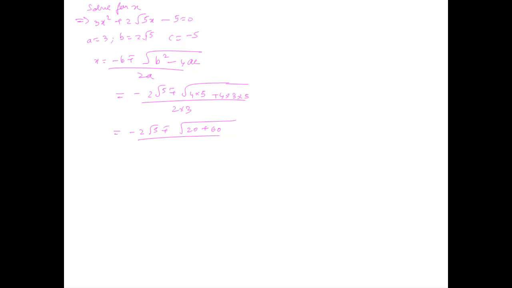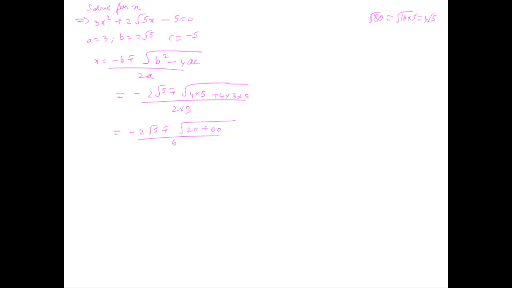Now children, we solve. That's x is equal to minus b plus or minus root of b squared minus 4ac upon 2a. That gives us, children, minus 2√5 plus or minus root of 20 upon 6. That's root 80, children. Root 80 factorizes to root 16 times 5.